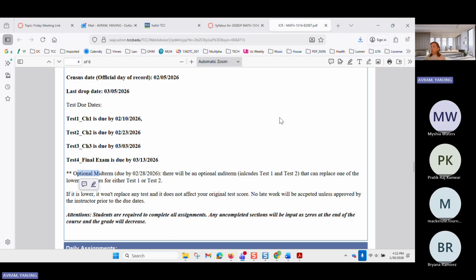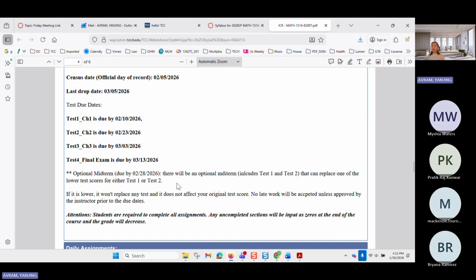But if you do the optional midterm, and the grade is higher, it can replace one of your lowest test scores for either test 1 or 2. So it is a bonus to do the optional midterm. We do not have any other actual credit, but this one is another chance to improve your grade.